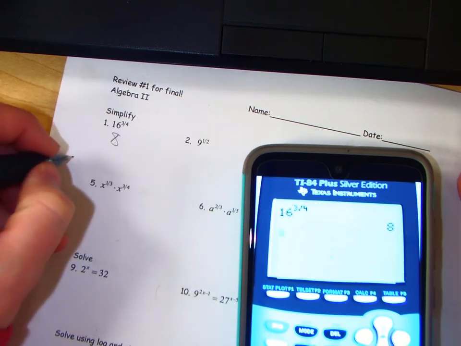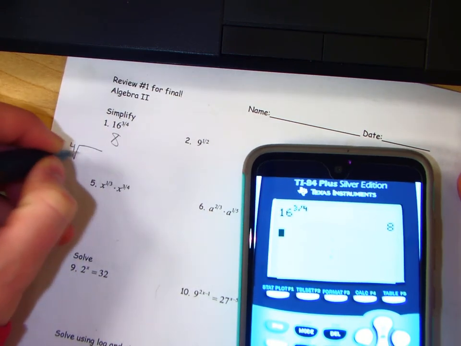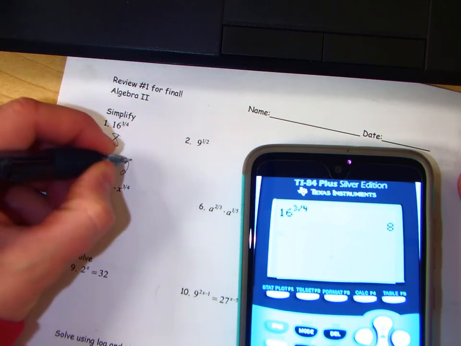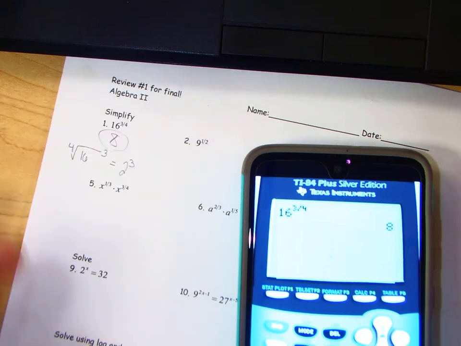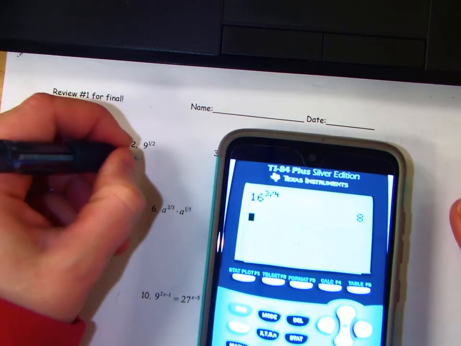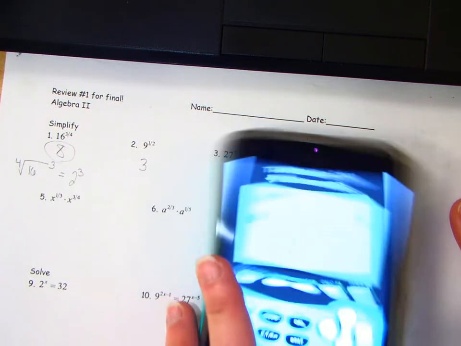So if you wanted to see it with the work, it would be the 4th root of 16, and then you would cube that. So it would end up being 2 to the 3rd power, which is why your calculator is giving you 8. Number 2, you can do the same way in your calculator. When you input it into your calculator, you will get 3.